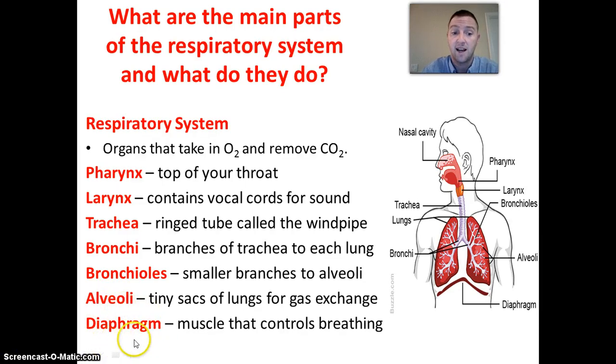Last but not least, you have your diaphragm. Your diaphragm is the muscle at the bottom of the thoracic cavity, the bottom of your chest, underneath your lungs. When it pulls down, you inhale. When it pushes up, you exhale. Inhale, exhale. So when the diaphragm pulls down, I inhale. When it pushes up, I exhale.